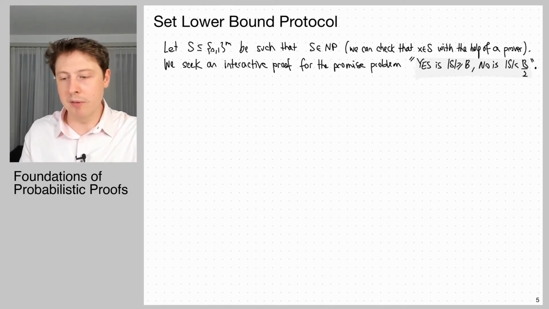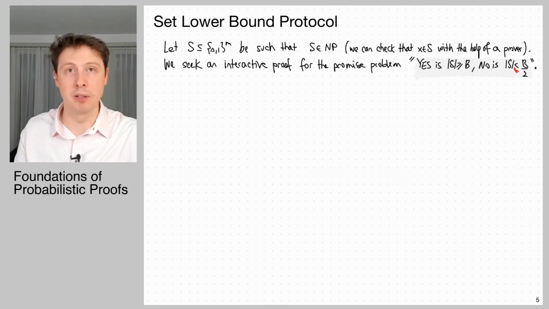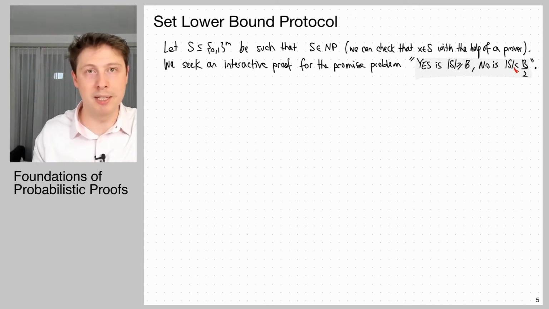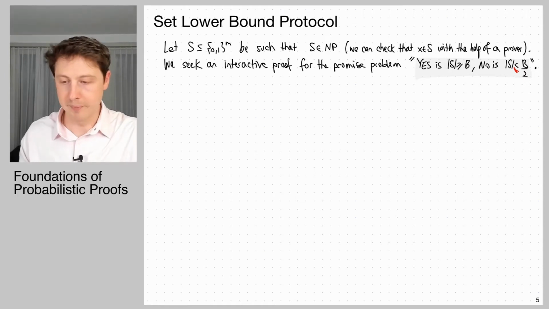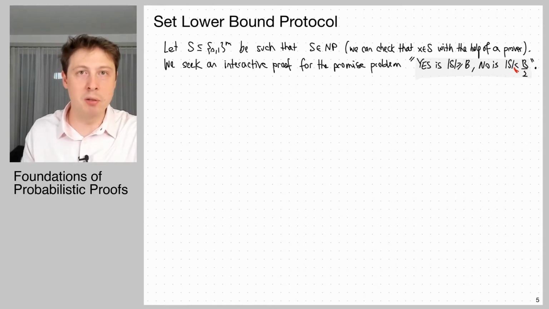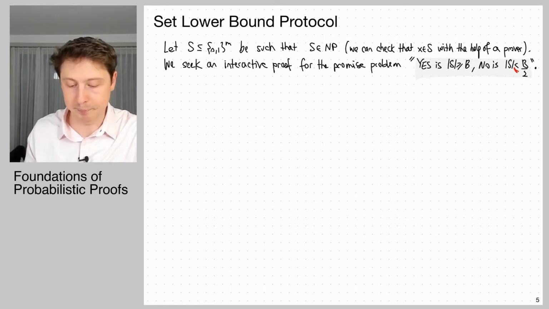And we seek an interactive proof for what is also called a promise problem. We want to accept with high probability if the size of S is above some bound. For us, our bound is going to be 2 times n factorial. And we're going to say no if the size is smaller than or equal to b over 2. For us, that bound is going to be n factorial. We're not interested in what happens in between because in our application we don't care. That's why this is a promise problem.